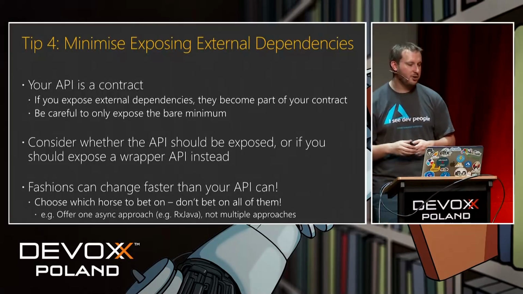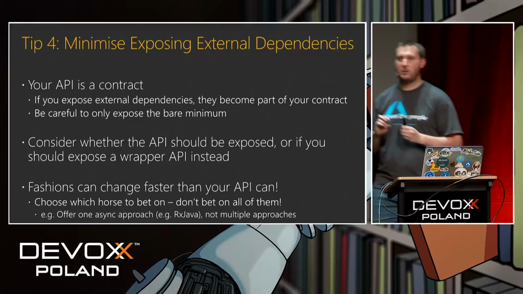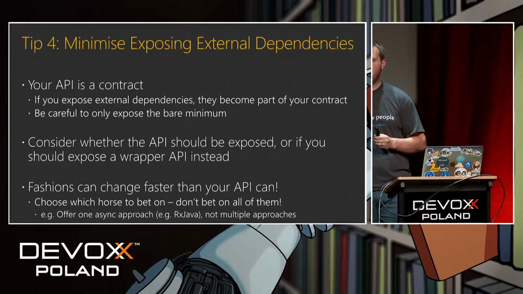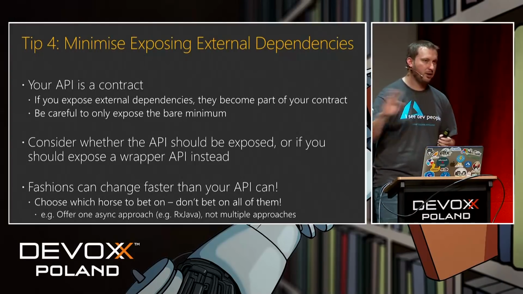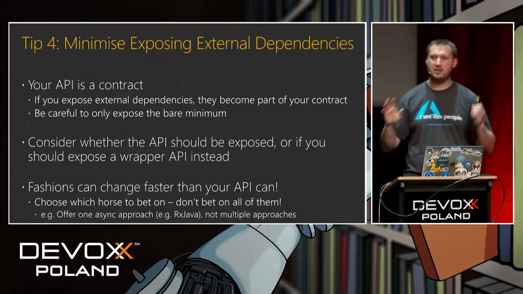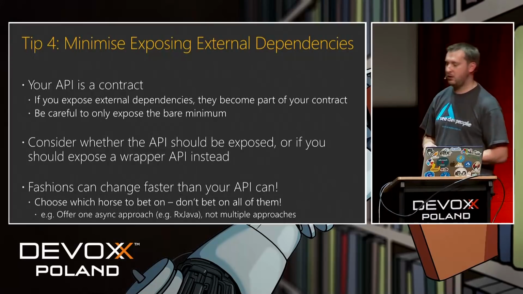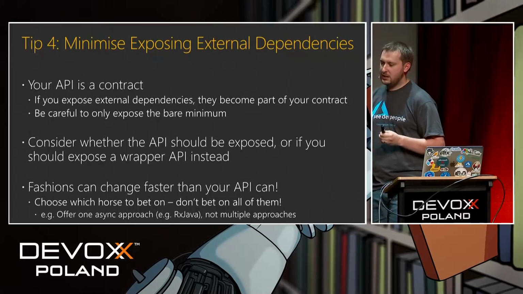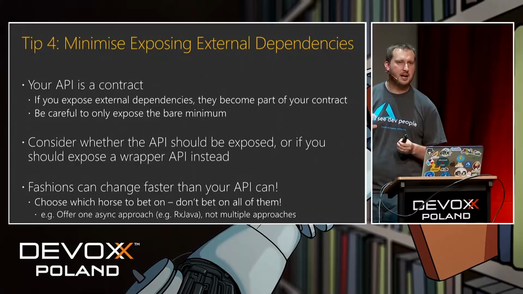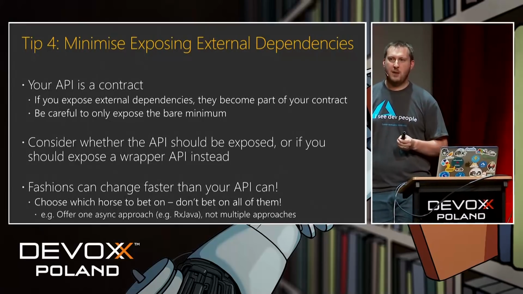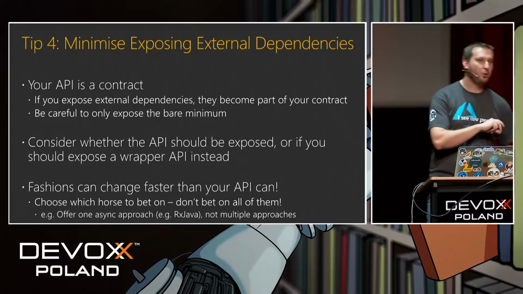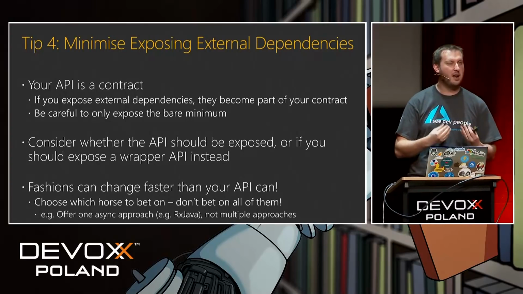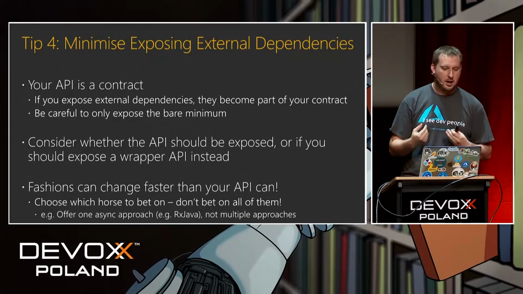All right, your API is a contract. If you expose external dependencies, and what I mean by this, if you start relying on, say, OkHttp or RxJava or any of those popular libraries, that's totally fine. You need these things to get your job done, right? But if you start exposing it as a return type or as an argument into a public method, that becomes part of your API surface area. All of a sudden, that is something that you are kind of responsible for as well.